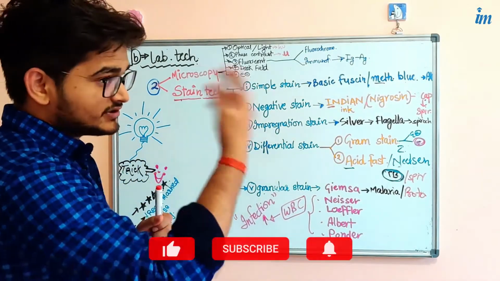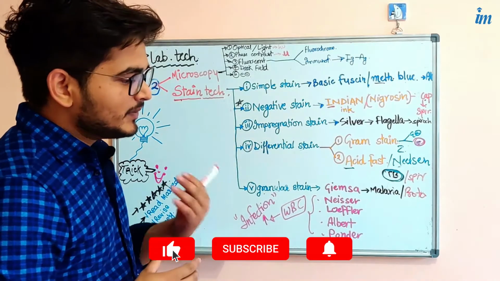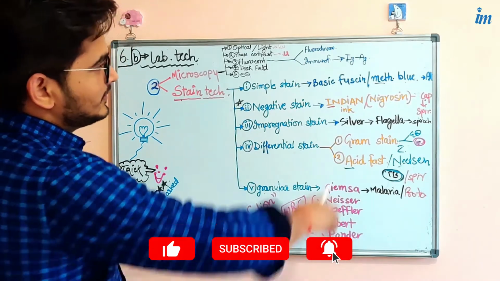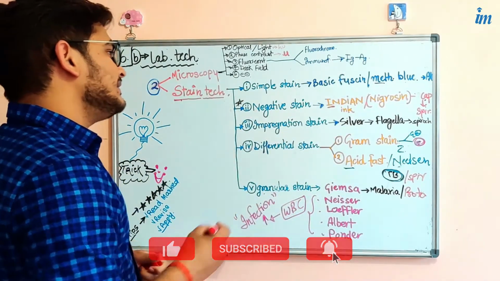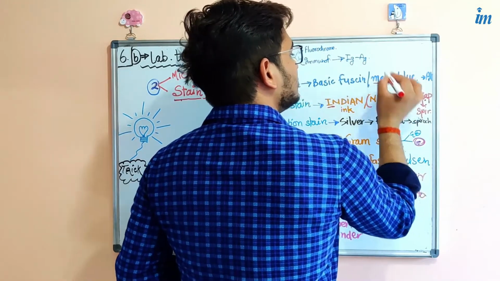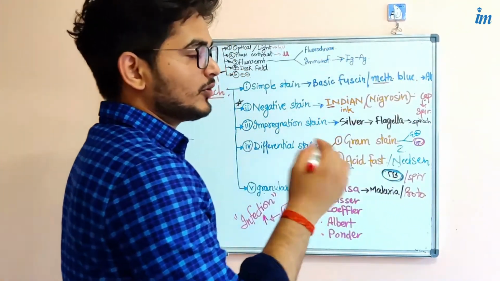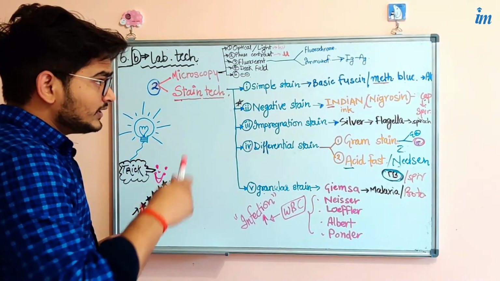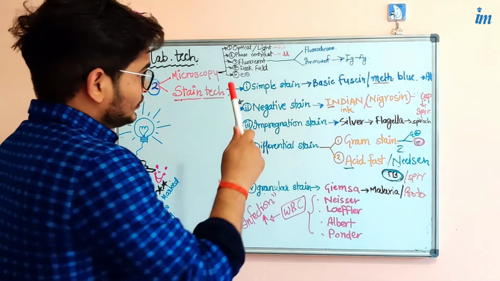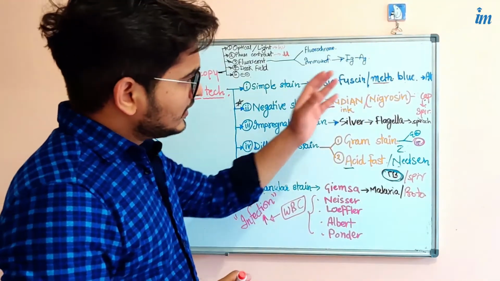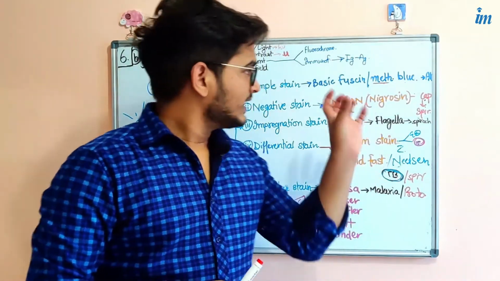Simple stain was the first one discovered, before the gram stain, and it contained the basic fuchsin and methylene blue. Remember, guys, that methylene blue was also used in the gram stain and also in the Romanowsky stain and the acid fast stain. So here methylene blue is used.